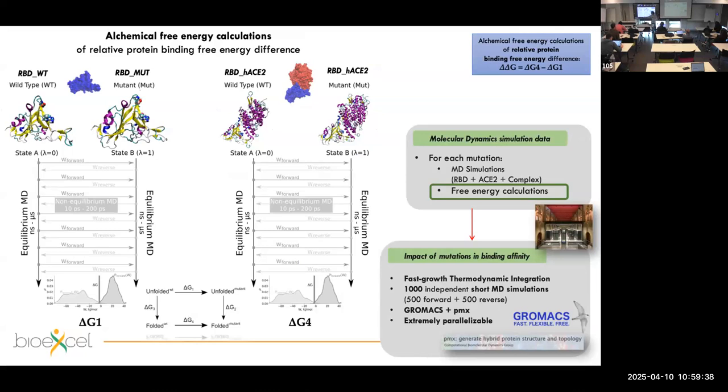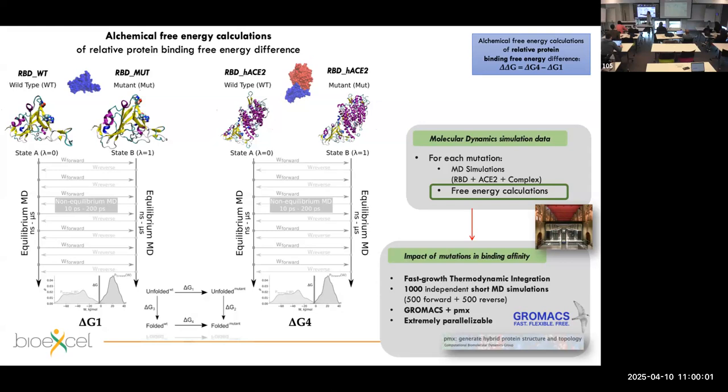Basically, we are trying to solve this thermodynamic cycle here. We are basically trying to solve the delta G4 and delta G1, and then from the subtraction of this, we obtain the delta G. That basically gives us the information about, okay, if on the surface of the RBD I'm changing one residue by another, is this going to be more effective or less than the previous virus, right?